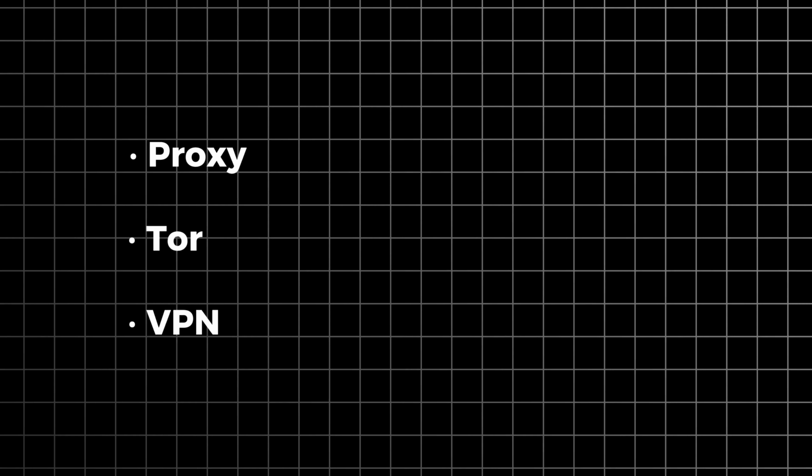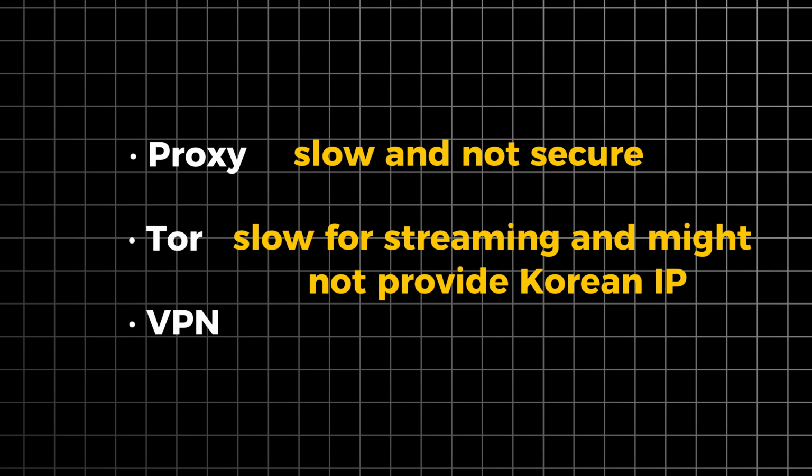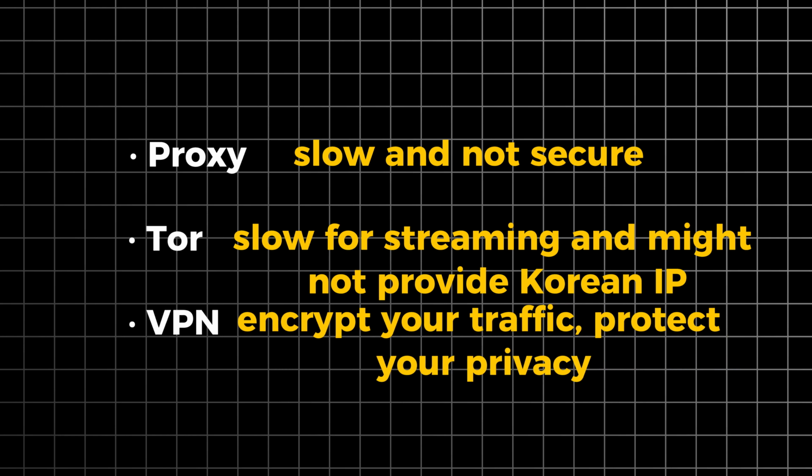Why VPN? First, proxies are slow and not secure. Second, Tor is too slow for streaming and might not even give you a Korean exit node. Importantly, VPNs encrypt your traffic, protect your privacy, and are super easy to set up.